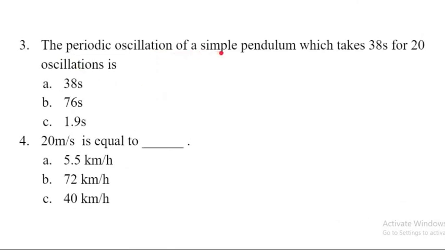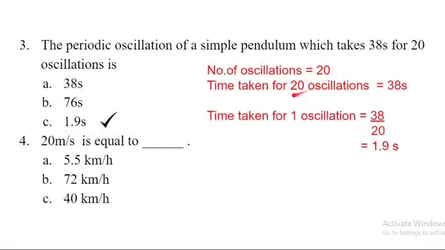The periodic oscillation of a simple pendulum which takes 38 seconds for 20 oscillations is? Yes, it is 1.9 seconds. 20 meter per second is equal to 72 kilometer per hour.